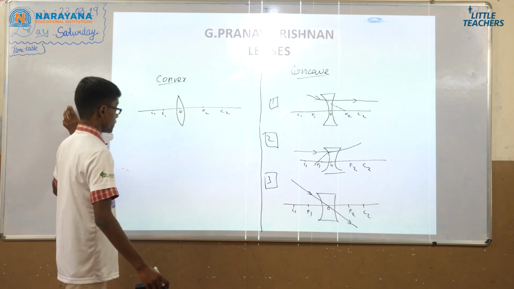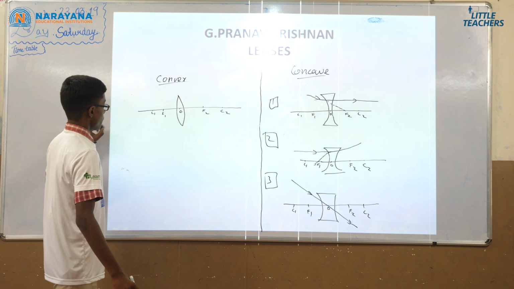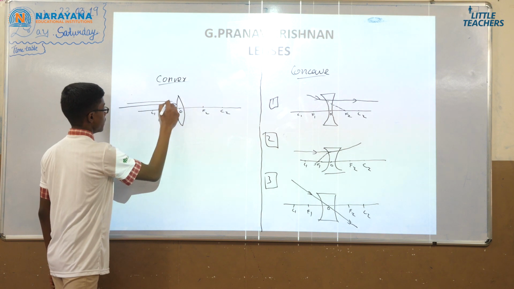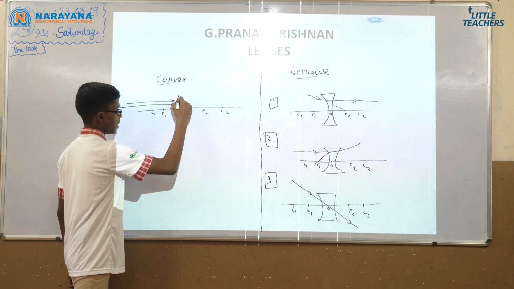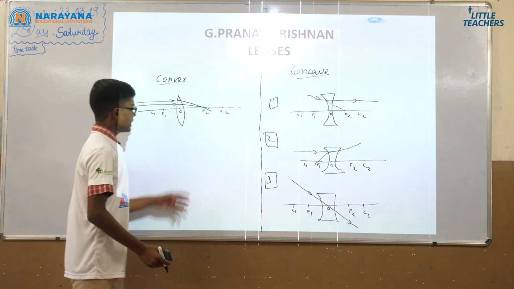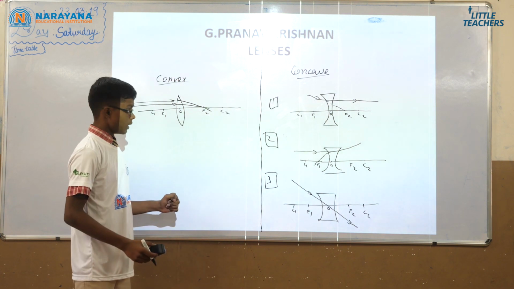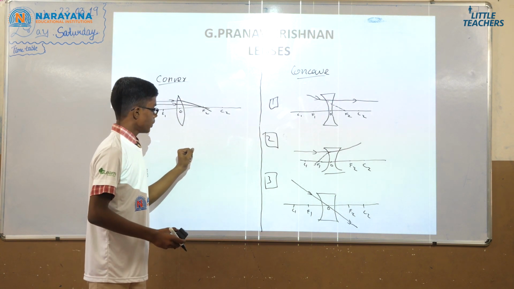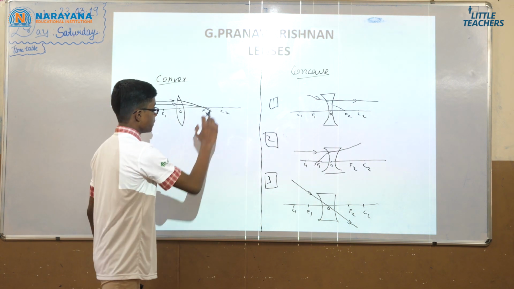Infinity in the sense where the position can't be determined. So its height is also not determined. So take a few parallel rays from the object which are emitted towards the lens. These parallel rays, after they get incident on the lens, refract and meet at the focus. Since these refracted rays meet at the focus, the image is formed at the focus, and the image is highly diminished, and the image nature is real and inverted. What do you mean by real? If you have a screen over here, the image can be captured by the screen.